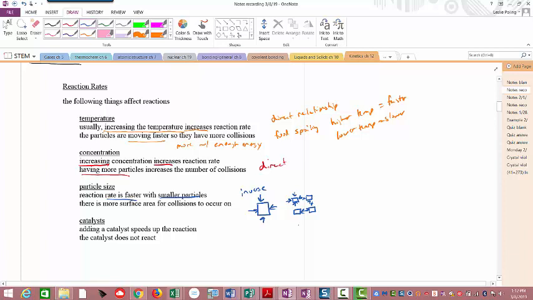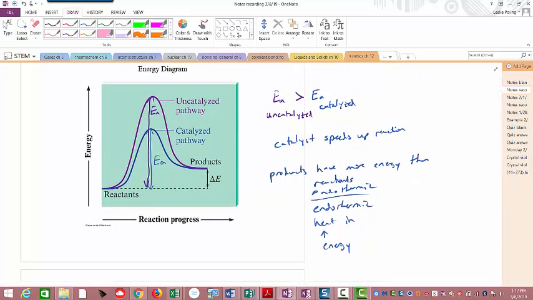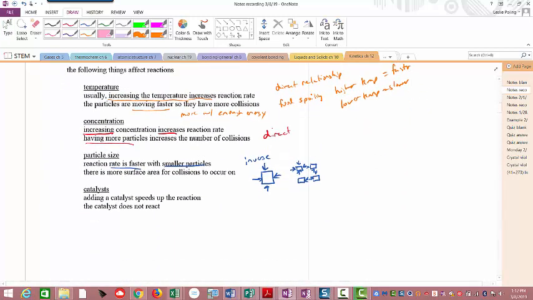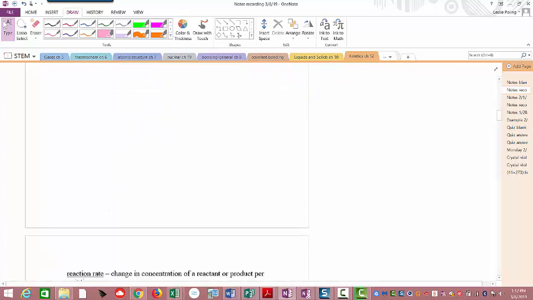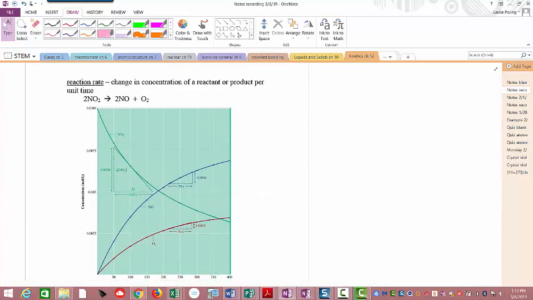And catalysts, we mentioned when we were looking at our energy diagram, speed up the reaction because they provide a pathway that has a lower activation energy. Now, we already mentioned that reaction rate is a change in concentration per time.